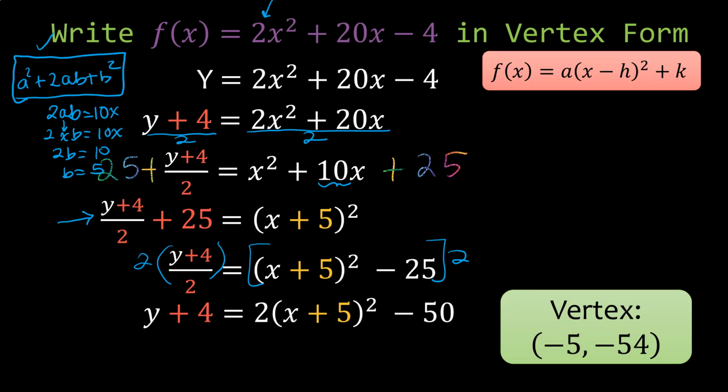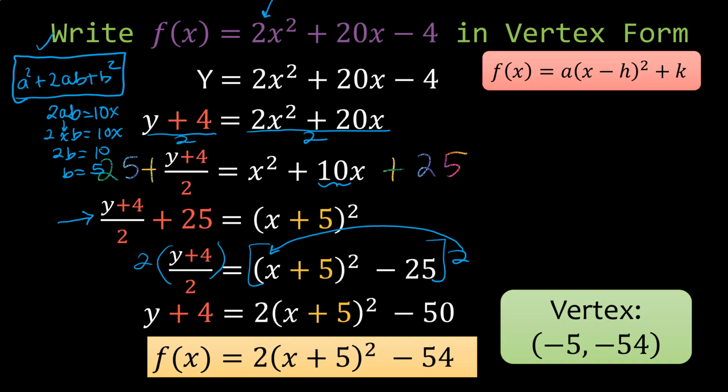I would have y plus 4 is equal to, distributing the 2 in there, 2 times (x plus 5) squared minus 50, and then minus the 4 over. That is now in vertex form. So this tells you that you are going to move left 5, down 54, and what is this 2 right here? That vertically stretches the parabola. Since we move left and down, your vertex is at (-5, -54).